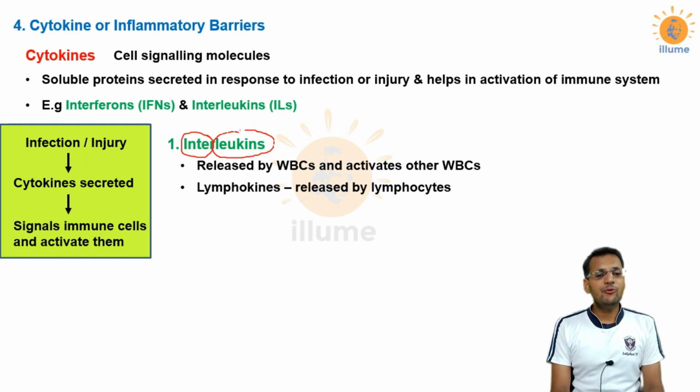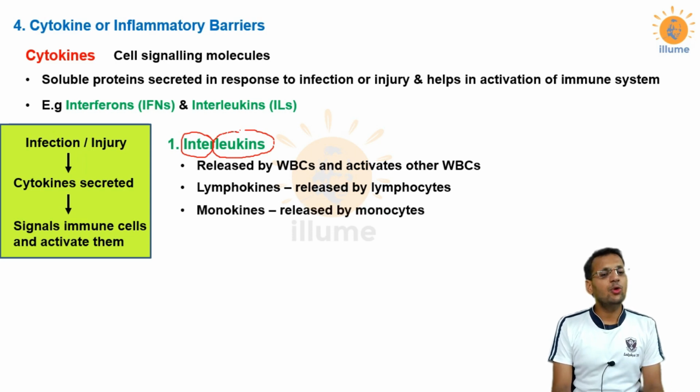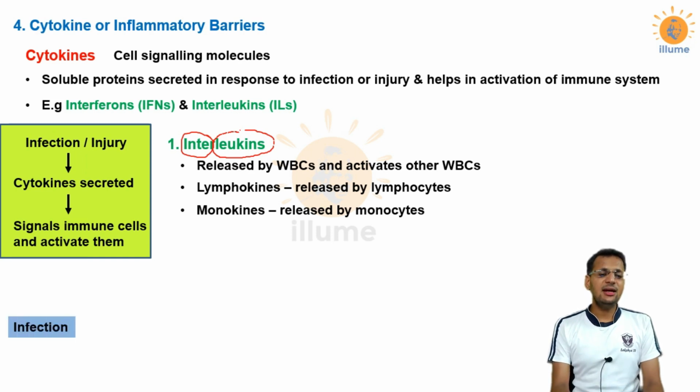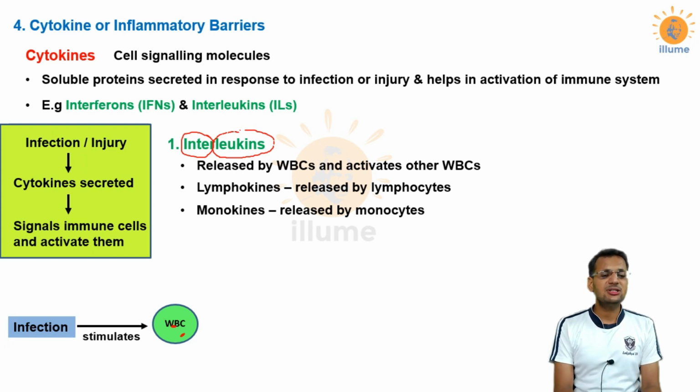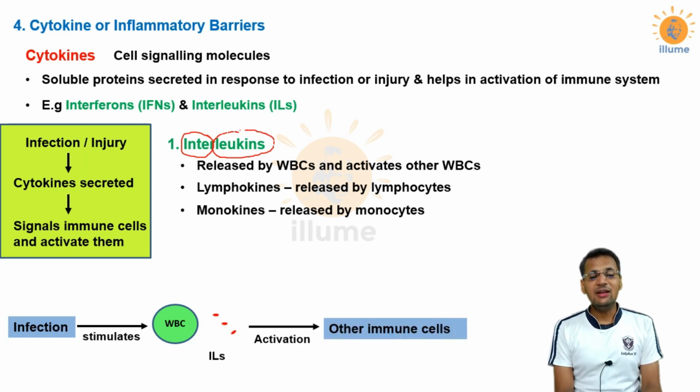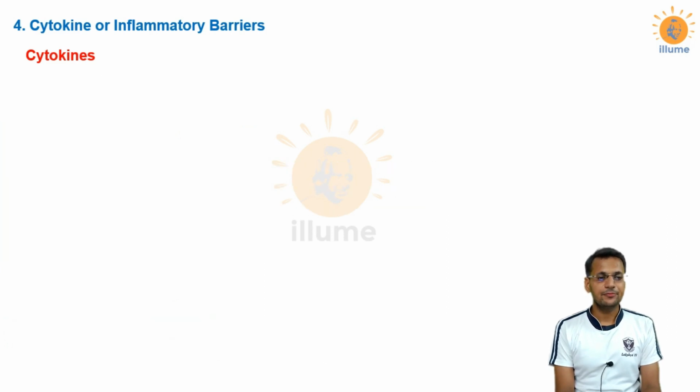For example, if a lymphocyte WBC releases interleukin, then it is called as lymphokine, and if a monocyte releases it, then it is called as a monokine. Both lymphokines and monokines are types of interleukins. I'll explain this via this animation. Suppose there is an infection, and this infection is stimulating WBCs, and in response to the stimulation, these WBCs release interleukins, and these interleukins, when released, they'll activate some other immune cells, helping in the activation of immunity.